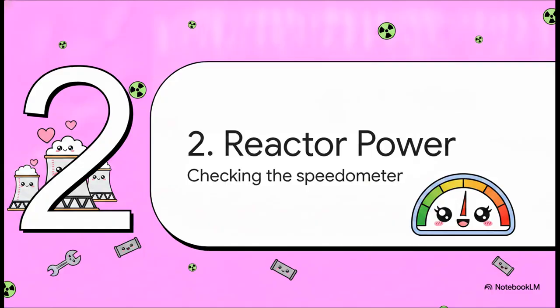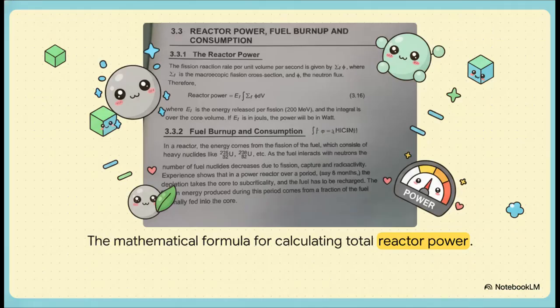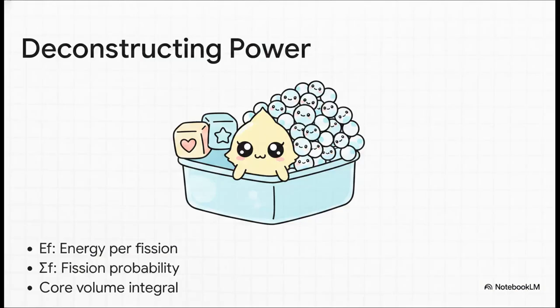Checking the speedometer. Okay, the actual textbook equation for calculating total reactor power might look a bit intimidating at first glance, especially with the integral and the Greek letters, but it's actually incredibly elegant. Basically, this formula represents the fission reaction rate per unit volume per second. Let's break this down logically. It's not as scary as it seems.